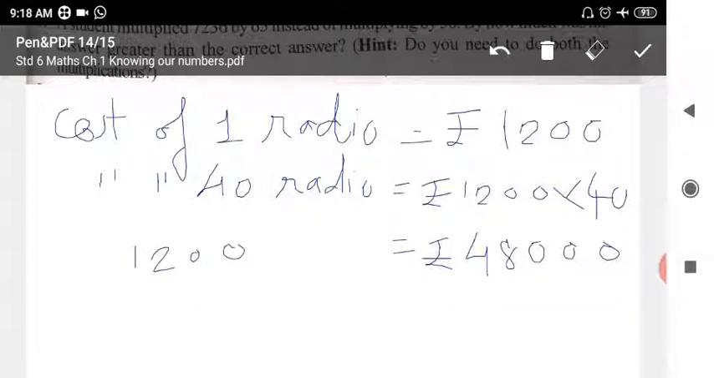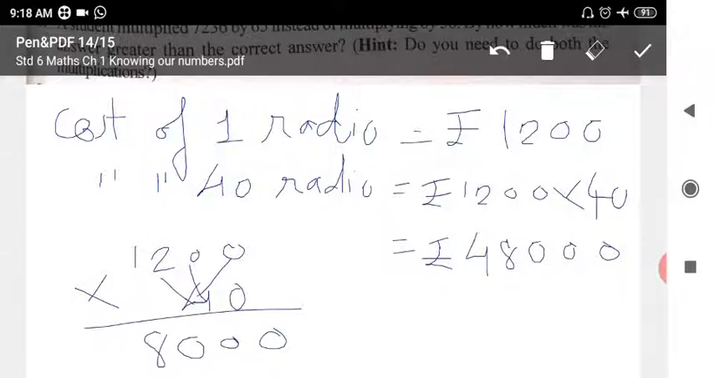1200 is there, multiply by 40. Now you all have learned, whenever 0 is there in units, you just put that 0. And now you only have to multiply by 4. 4 zeros are 0, 4 zeros are again 0, 4 twos are 8, 4 ones are 4. That is why our answer is here rupees 48,000. This is the cost of 40 radio sets.